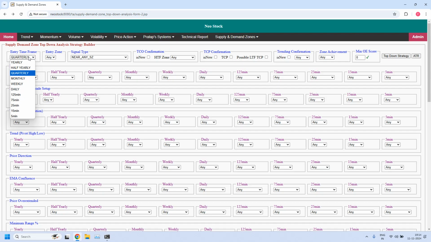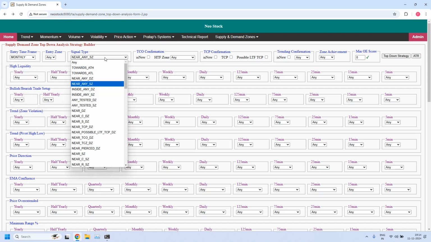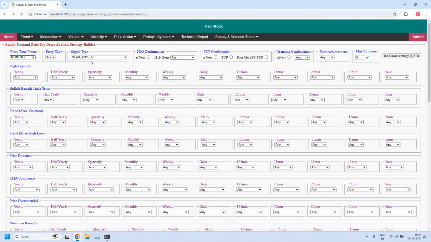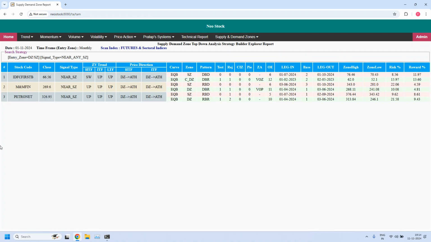Next time frame is monthly. Let's find the stocks near monthly demand zone. 8 stocks are filtered. Next monthly time frame, let's find the stocks near monthly supply zone. 3 stocks are filtered.